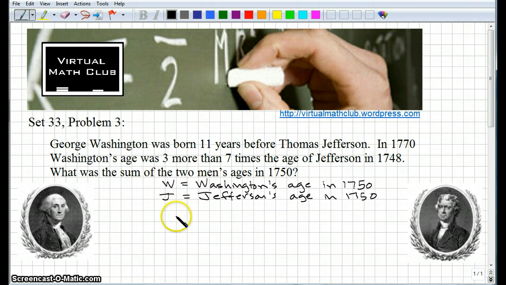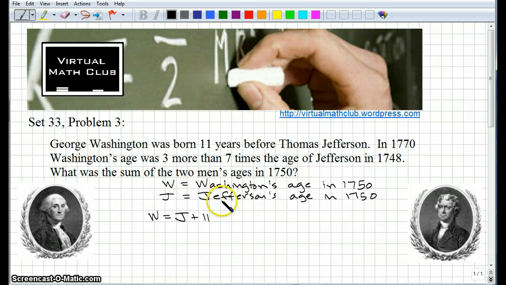So let's take a look at the first sentence. George Washington was born 11 years before Thomas Jefferson. No matter what the year was, we can just say that W is equal to J plus 11. So Washington's age is 11 more than Jefferson's age. That's what that equation is telling us. Now the second sentence is a little more tricky to translate, but it's not too bad once we have these variables defined.